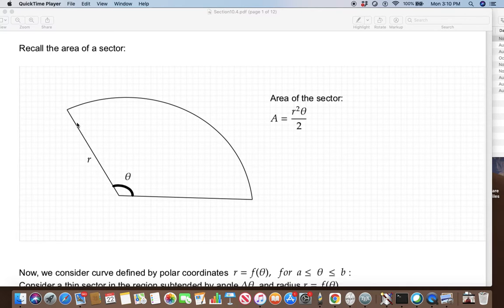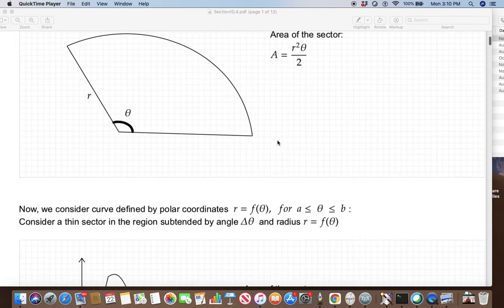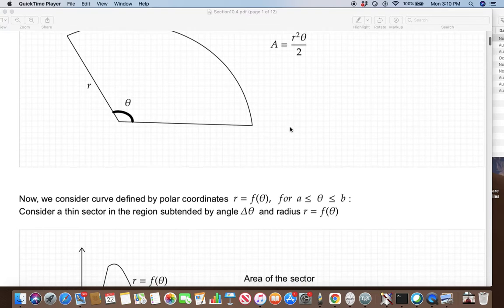Angle theta, and this length from the origin is r. So this is a circle of radius r. The area of the sector here is r squared theta over 2. Now, using this, we are going to proceed.